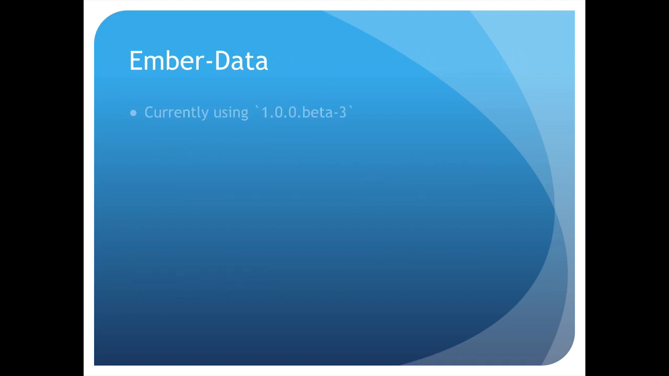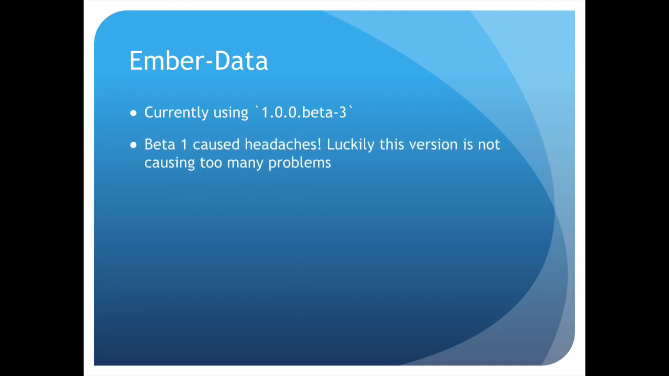Cool. Don't know if anyone's using Ember Data, using the current beta. Anyone using beta 3? A few people. Yeah, it's a lot better than, there were quite a lot of changes when it went into beta. Beta one caused me a huge amount of headaches. There were loads of problems, like belongs-to relationships weren't even working and stuff. So luckily this version is pretty good. With what I'm using it for, I'm not having many problems at all.